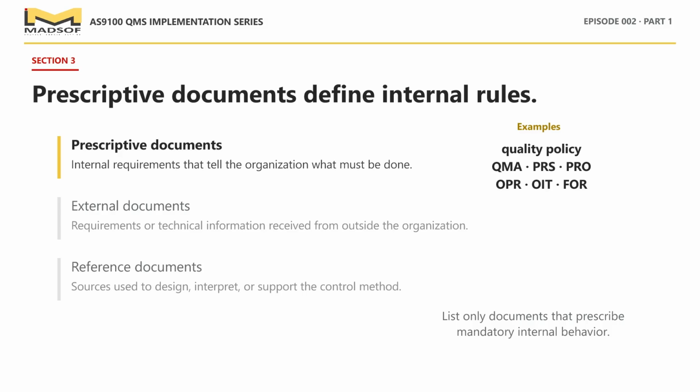Prescriptive documents are the internal requirements that tell the organization what must be done. They can include the quality policy, the quality manual, process sheets, general procedures, operating instructions, and forms. The section should clarify which internal information is mandatory without becoming a catalog of every document.